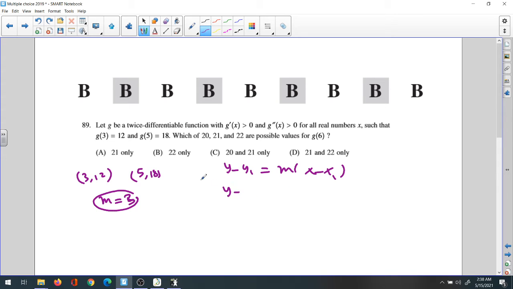So y minus 12 equals the slope that we got, which is 3, times (x minus 3). You could move negative 12 to the other side, and it will be 3 times (x minus 3) plus 12. Then distribute 3 to get negative 9 plus 3x, and negative 9 plus 12 is 3. So 3x plus 3.